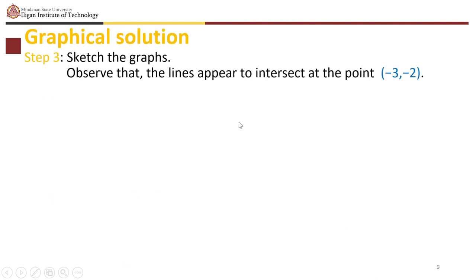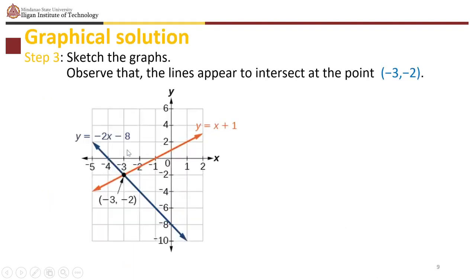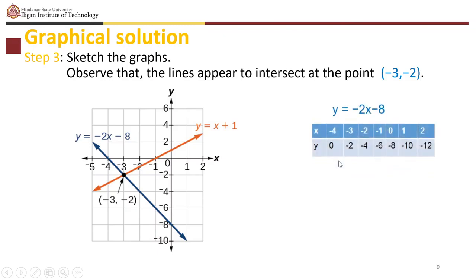Now, how do we do that? Now we have the following. So that's step 3. Now, if you take a look at the values first, when y equals negative 2x minus 8, this is the sketch here. Let us verify again. When x is equal to negative 4, you have this point. When x is equal to negative 4, y is 0. When x is equal to negative 3, y is negative 2.